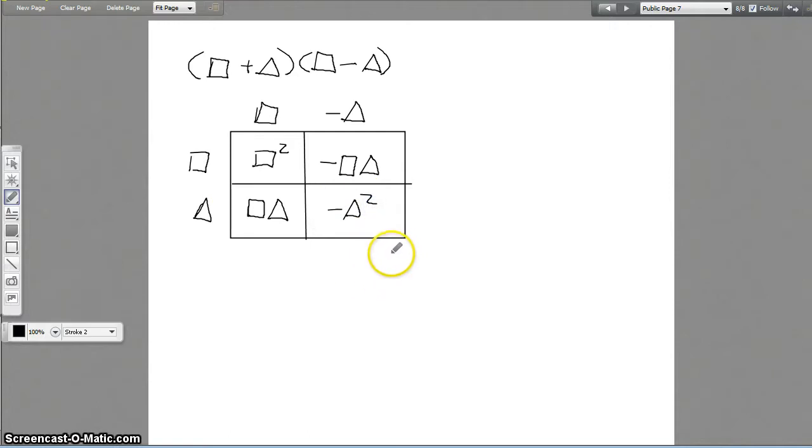So what would that be if we added it all together? Well, we have box squared. So there we have our box. It's supposed to be a box squared. We have negative box triangle and positive box triangle. That adds up to 0. And then the last thing we have is minus triangle squared. And so that is how this would work.